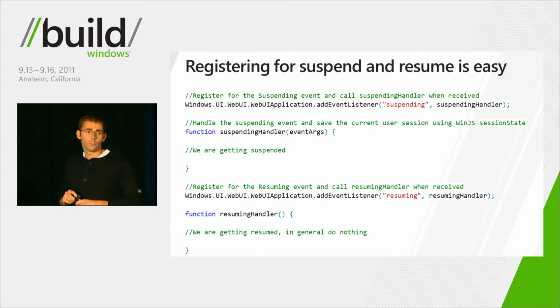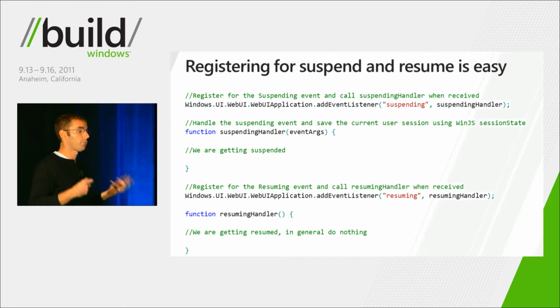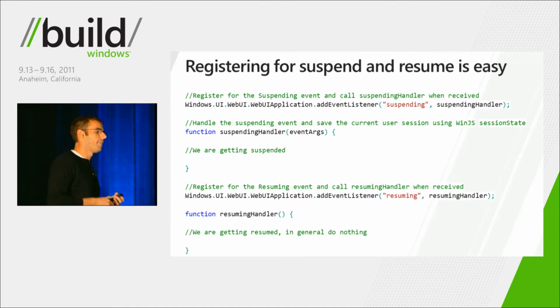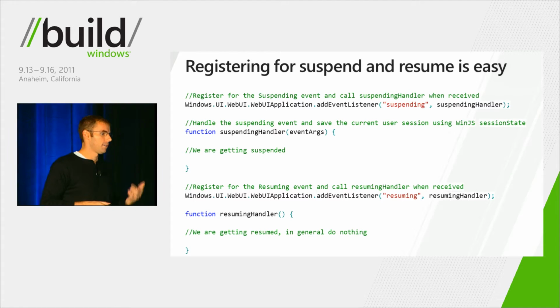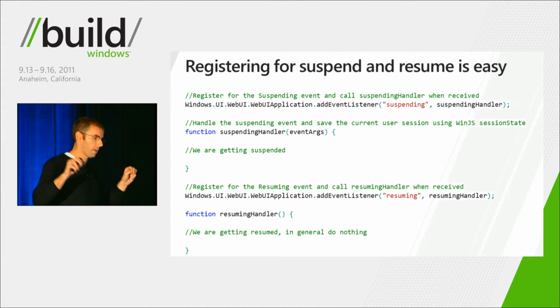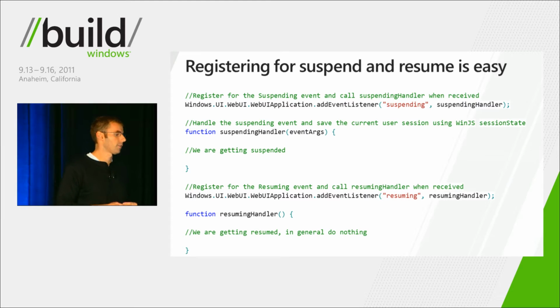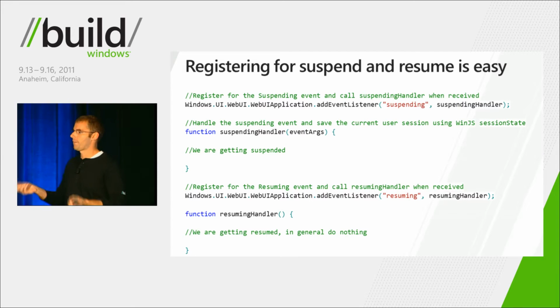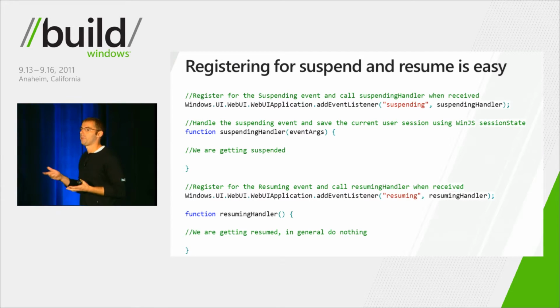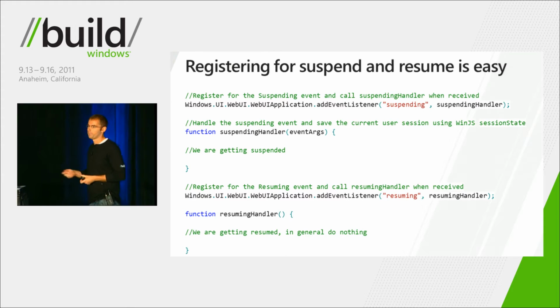Registering for suspend and resume is quite easy. You simply have to add an event listener for the suspending callback, and then provide an event handler for that. So here we register for suspending and provide a callback called suspending handler, and the suspending handler function gets called back when that app goes off screen. This is an opportunity for the app to save any state and prepare for termination, because the app may not get a chance to run code again.